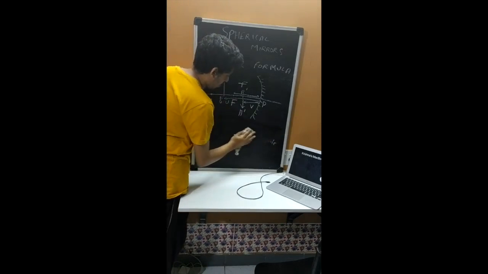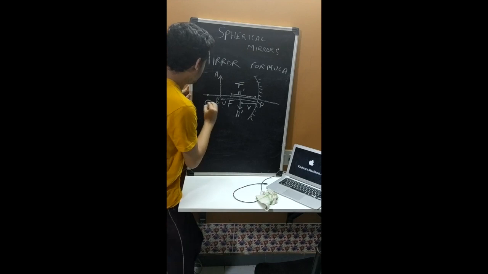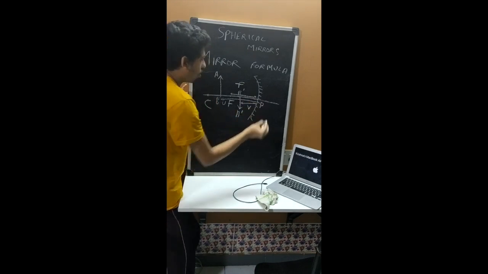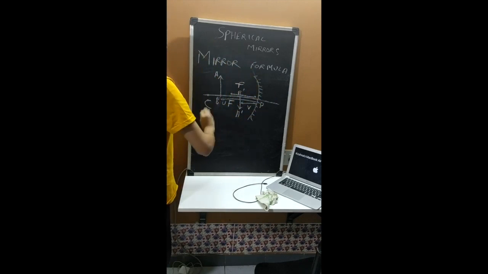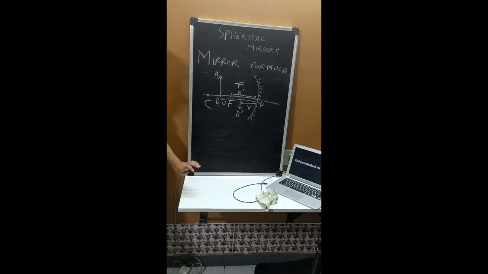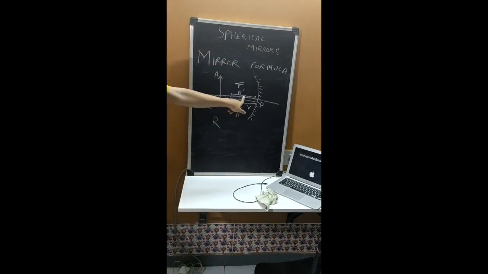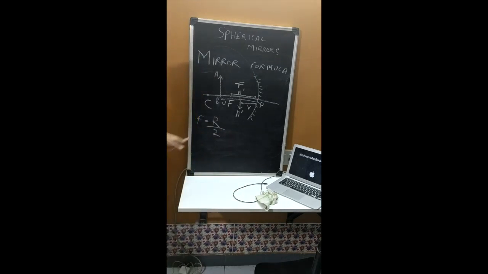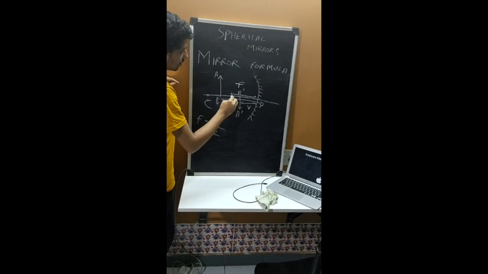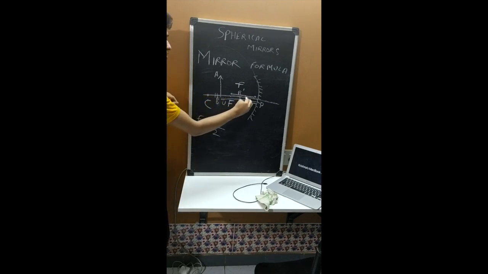Okay. Now, there is one important relation. This is C. The distance of this C from the pole is what? It is the radius of the circle, not a whole circle. If this is the center of the circle, this was a part of a bigger circle. So, the distance of this from the pole is called the radius of curvature. It is denoted by R. And there is a relation between the radius of curvature and focal length. What is it? Focal length equals radius of curvature by 2. It means that the focus is exactly at the middle of the center of curvature and the pole. It's exactly at the midpoint. This and this are same. Understood? So this is one important thing.